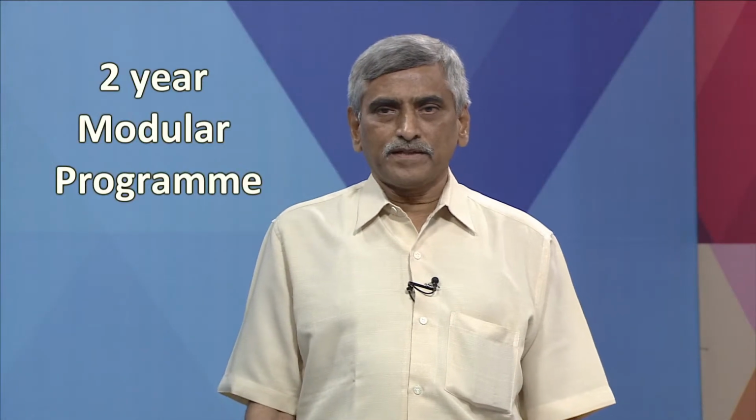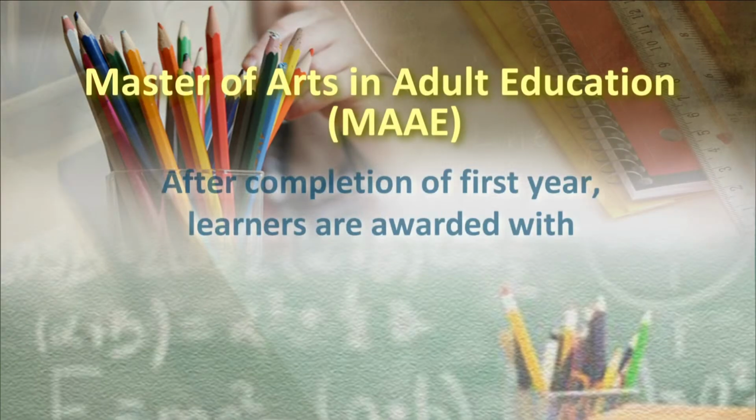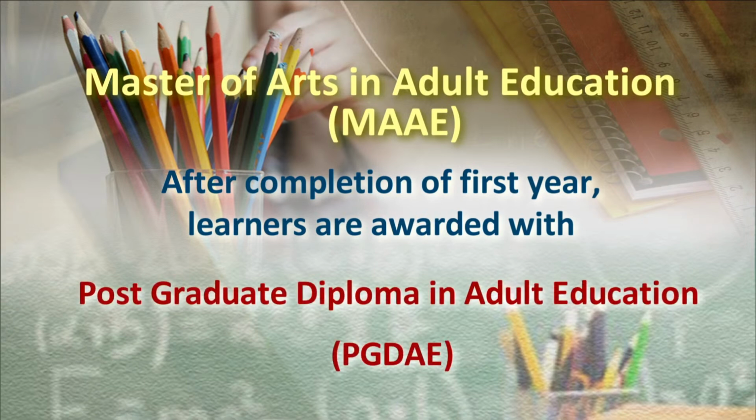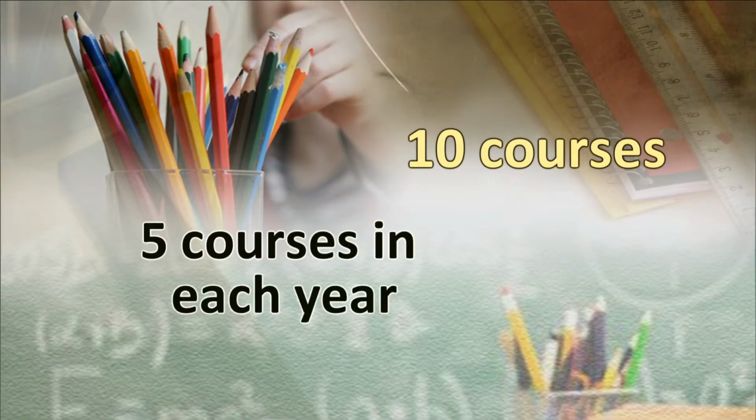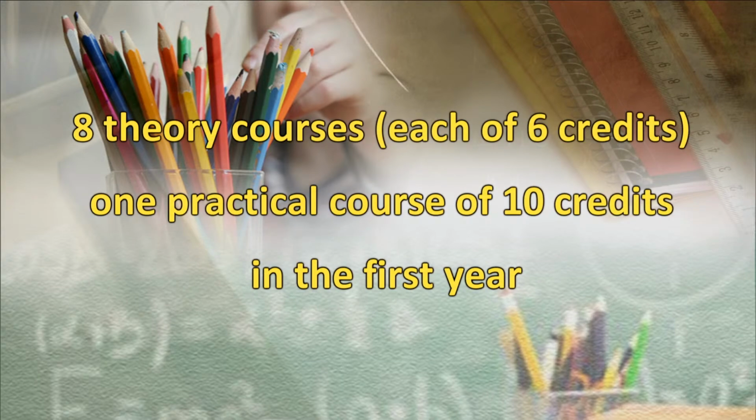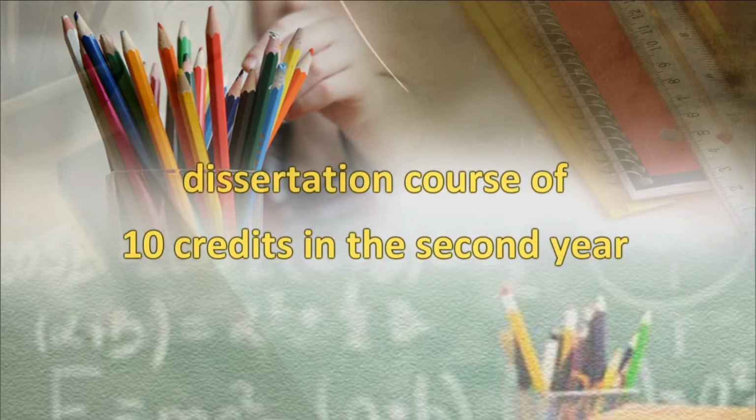MAAE is a 2-year modular program with multiple entry and exit options. Students who complete the first year of the program will be awarded the Postgraduate Diploma in Adult Education. In case they want to continue, they will complete the second year and be awarded the Master of Arts in Adult Education. The MAAE program consists of 10 courses, 5 courses in each year: 8 theory courses of 6 credits each, and 1 practical course of 10 credits in the first year, and 1 dissertation course of 10 credits in the second year.